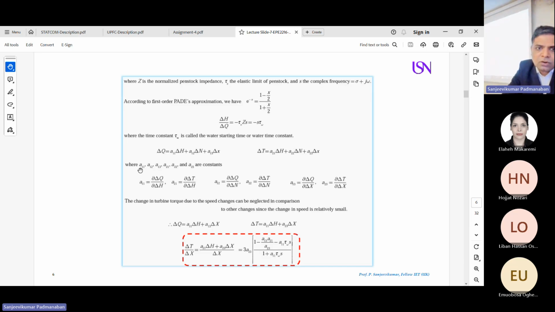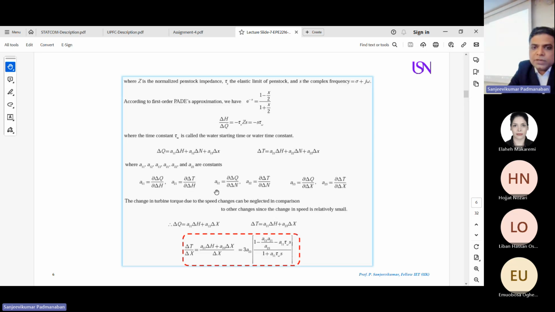So we have different constants, which are A11, A12, A13, A21, A22, and A23. How to calculate A11: it is a partial derivative of your change in water discharge with respect to the change in head. If you calculate this, you will be able to find what A11 is. Similarly, A21 is nothing but the partial differentiation of delta T divided by delta H.